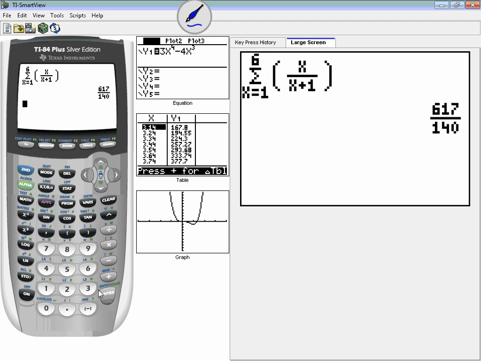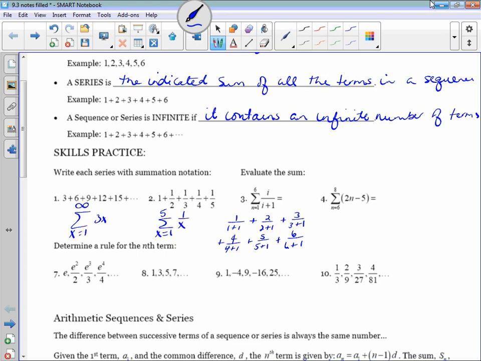Okay. And then just push enter. And you get this lovely fraction of 617 over 140. Was that a little nicer than doing that one by hand? Yes, okay. Anybody questions on that? Does anybody else have the old calculator? Did you figure it out or not? No. All right, here, let me go back to the other screen, and I'll come over and help you. All right, so this one was 617 over 140.